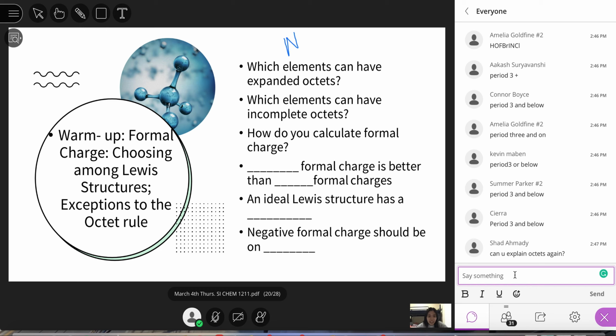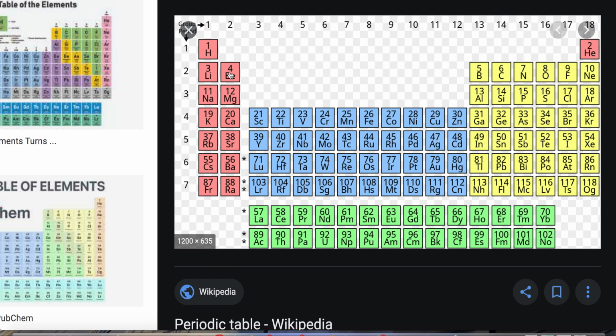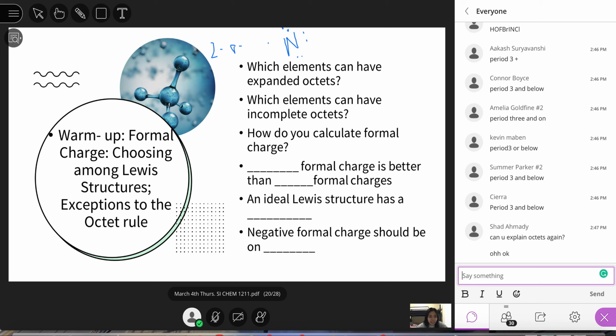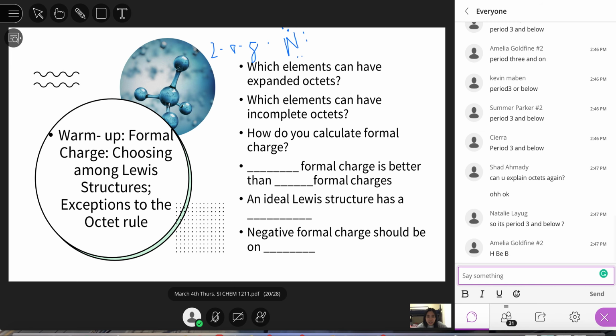Octets, yeah, it's just having 8 electrons in an element. So if you have N, you need to have at least 8. That's pretty much it. Yeah, that's what an octet is. And when you do, it should be 2, 8, and then 8 again. And then which elements can have an incomplete octet? So it's period 3 and below. I believe so, yes. And so what about which elements can have incomplete?